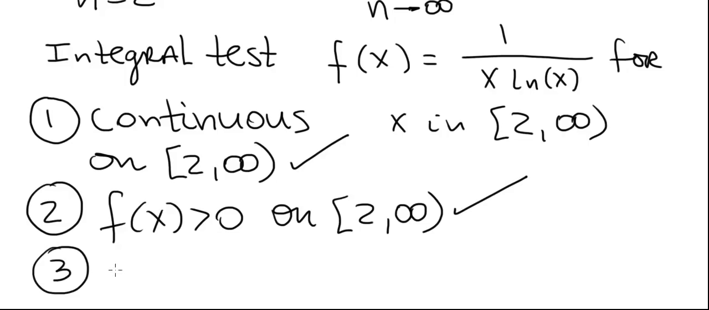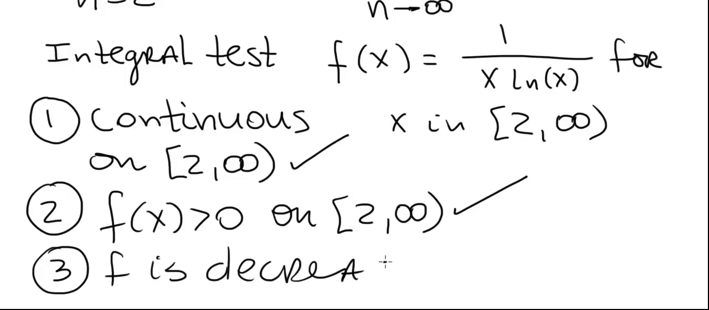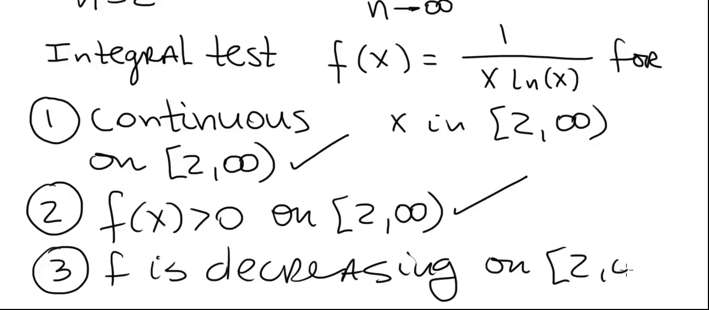The third condition is that f is decreasing on the interval 2 to infinity. We can take the derivative and show that the derivative is negative for any value of x in the interval, but we don't need to do that. The numerator is 1, and as x becomes bigger and bigger and bigger, so does x times natural log of x, and therefore 1 divided by x times natural log of x gets smaller and smaller and smaller. So this function is decreasing on the interval.